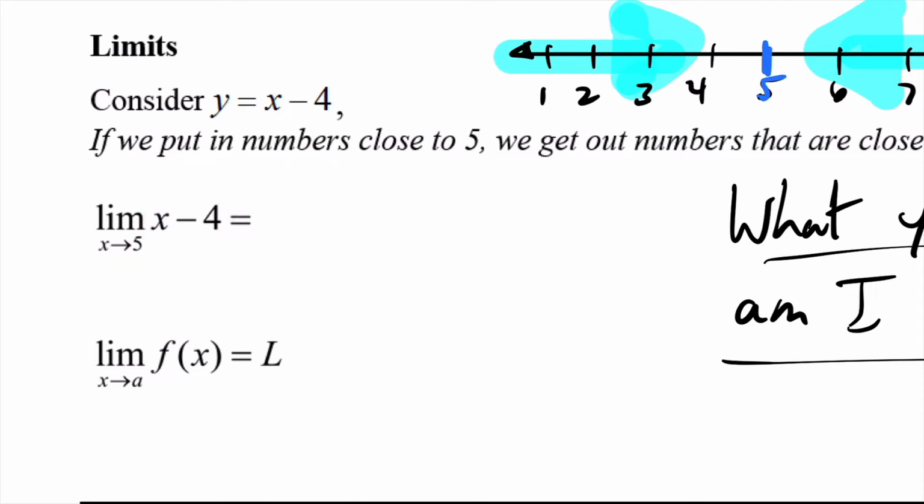I know when I plug in 5, I get 1. 5 minus 4 is 1. No secret there. But sometimes that won't be the case. Sometimes when you plug in this number here, because a lot of you are saying, why don't you just plug in 5 in here and get 1 as an answer?